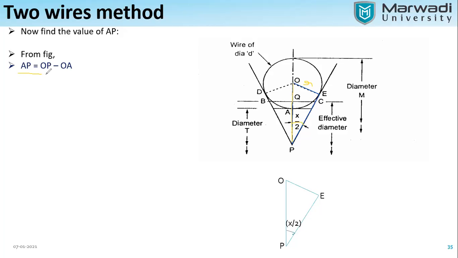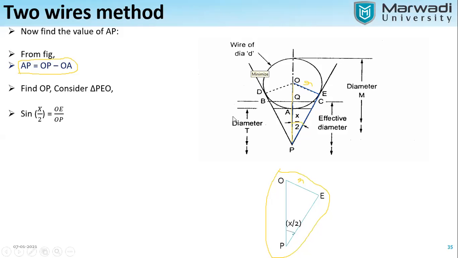Our next task is AP is equal to OP minus OA, so that we can get AP. The point is we want OP. For that we have considered triangle OEP, where OE is the radius. So our next step will be sin x by 2, which is OE upon OP. So OP is equal to OE upon sin x by 2. It's not OE upon AP, it's OE upon OP.